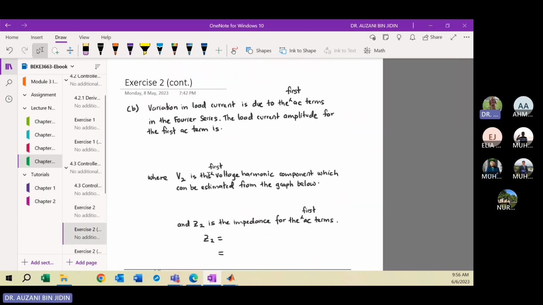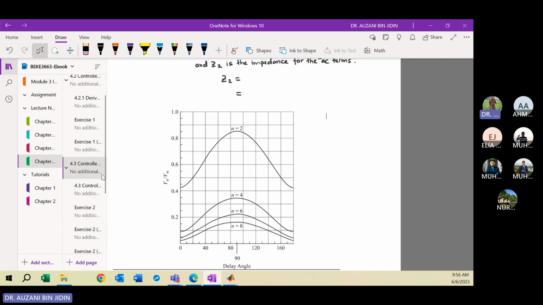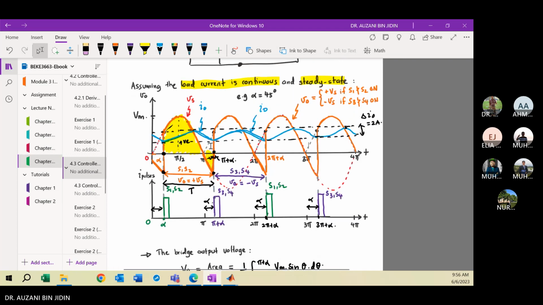So in this case, you read this statement: variation in load current is due to the first AC term. So you must understand this one. The first AC term. So what is the first AC term of the rectifier? N equal to what? N equal to 1, 2, 3, 4, 5, 6, 7. By looking at the wave shape of the output current, actually you can know what is the first term of the output current.